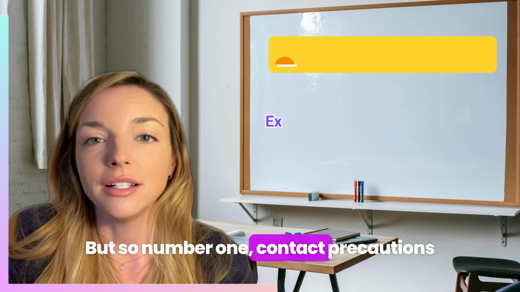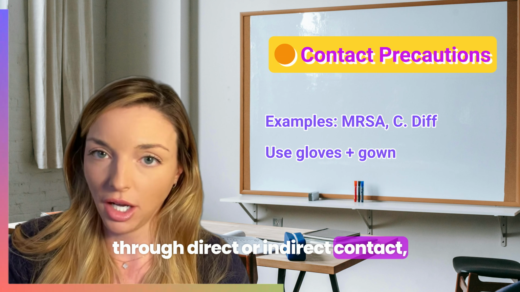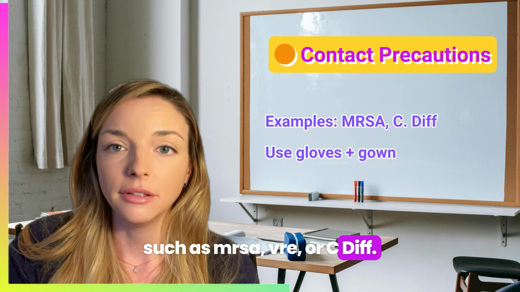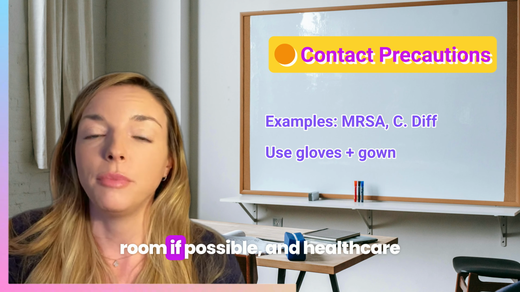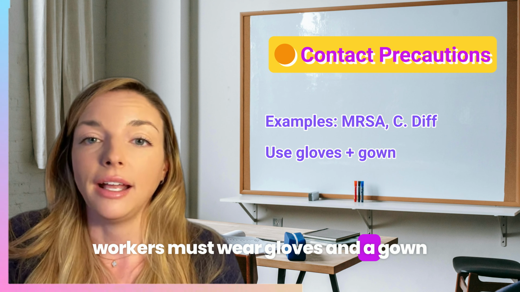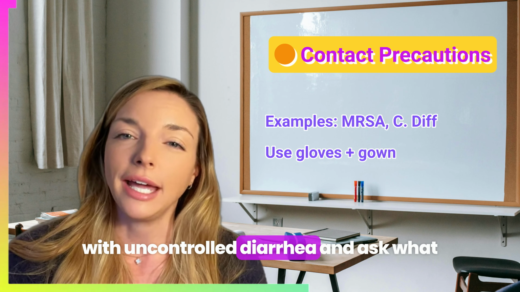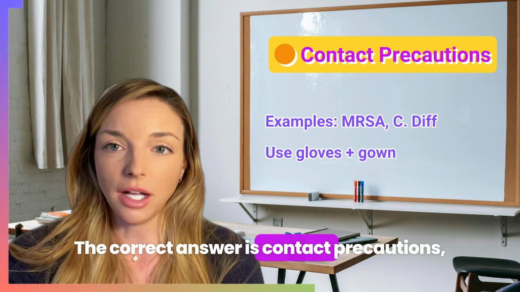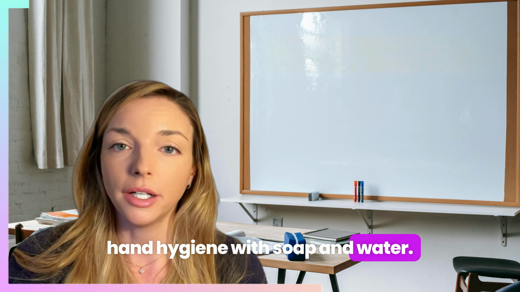So number one, contact precautions are used for infections spread through direct or indirect contact, such as MRSA, VRE, or C. diff. Patients requiring contact precautions should be placed in a private room if possible, and healthcare workers must wear gloves and a gown when they enter the room. The NCLEX might describe a patient with uncontrolled diarrhea and ask what type of precautions are needed. The correct answer is contact precautions, and you should also ensure proper hand hygiene with soap and water.